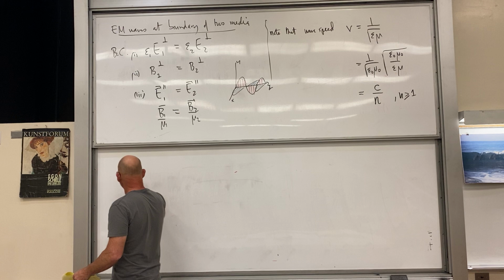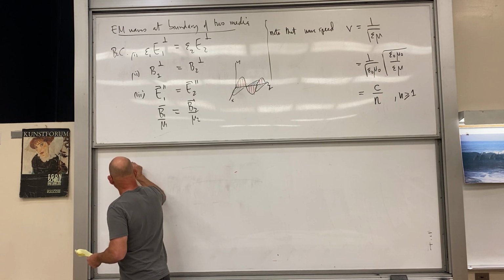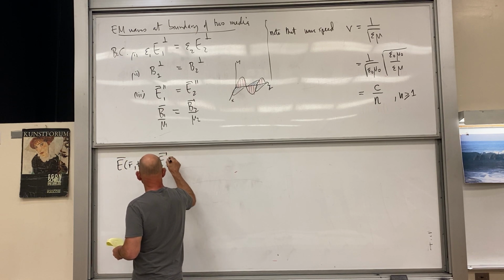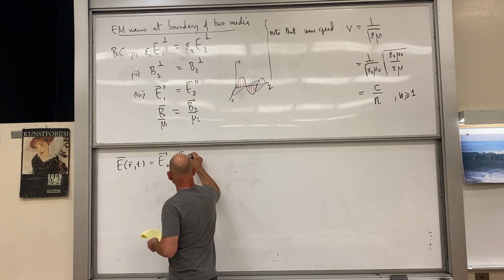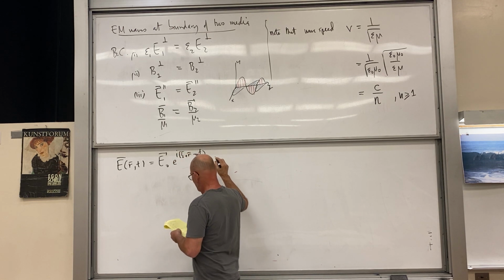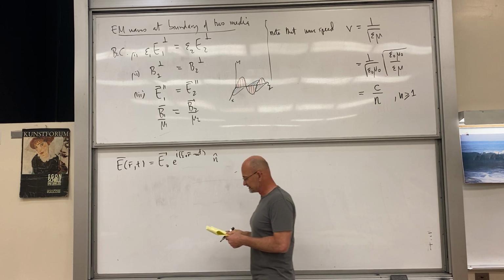So we have, and this is what we'll use for the duration, E0 e to the i (K dot r minus omega t), dot product, and n hat is the direction of propagation.